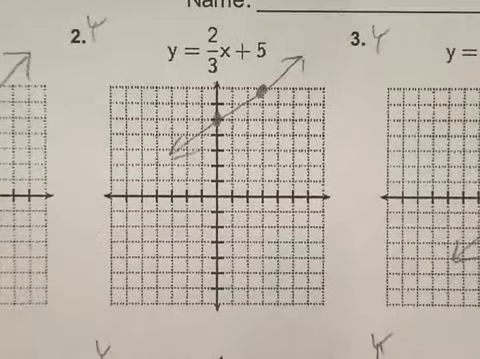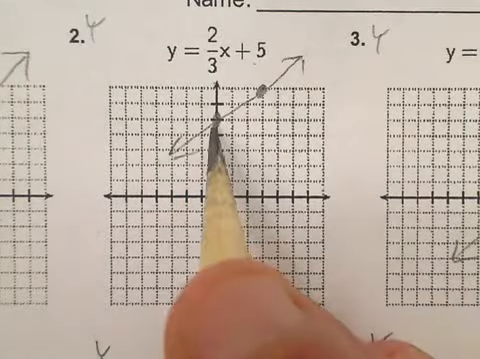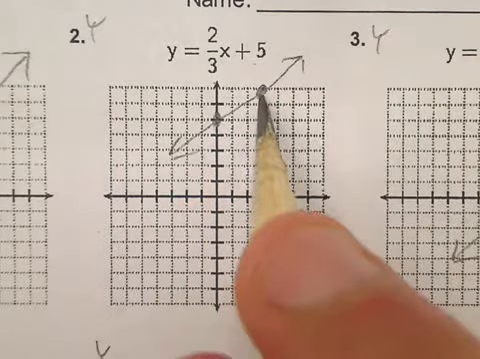Okay, so looking at number 2, this is what I have. I started by going up 5, so I put a point up 5, and then I went up 2 and over 3 for my second point.